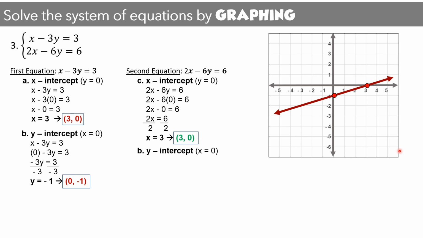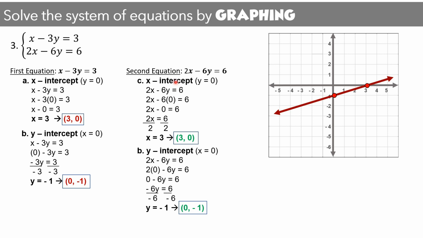For y-intercept, let's make x equals 0. Same equation, 2x minus 6y equals 6. Change x into 0. So, 2 times 0 will give us 0. Now, we only have -6y equals 6. We have to cancel -6y by dividing both sides by -6. Then, cancel. 6 divided by -6 will give us -1. So, our ordered pair will be 0, -1.